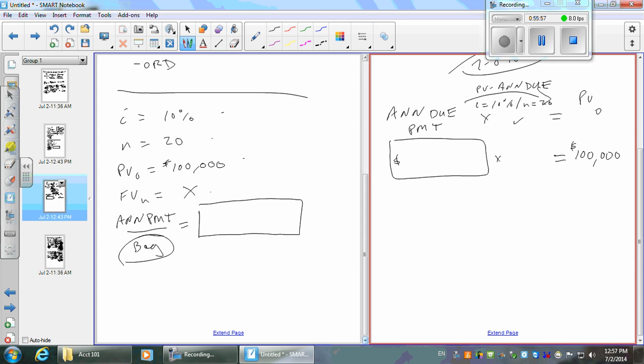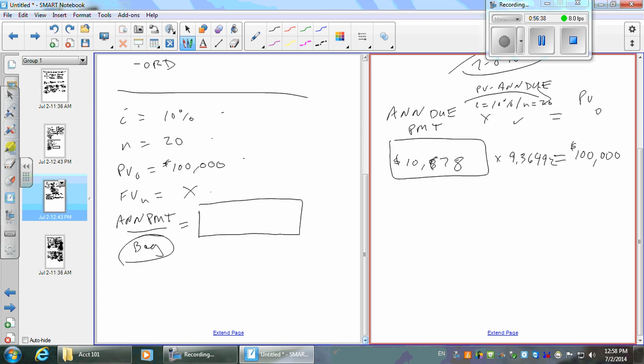Anybody? Not the 43.6, 492. What's worth $9.36? $1 received at the beginning of each period for 20 periods, all discounted at 10% interest. So how much are you going to have to deposit? Six, seven, eight.